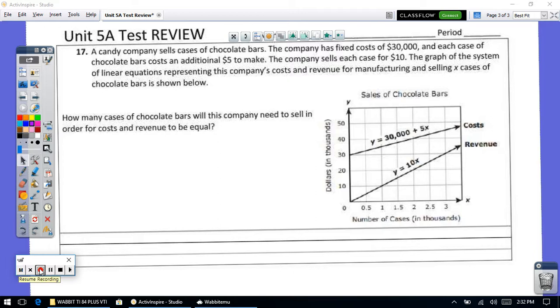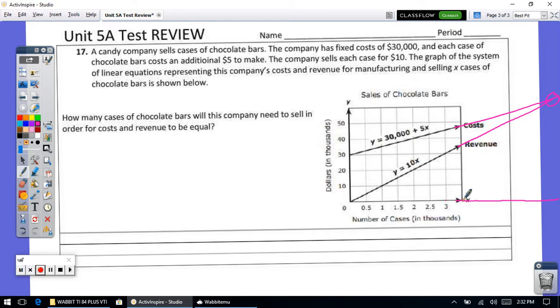17, if you cut through all of the words, get down to the actual question: how many cases of chocolate bars will this company need to sell in order for costs and revenue, these two guys, to be equal? Well, where costs and revenue are equal, that is actually where they cross each other. So it looks like they cross somewhere over here. A couple of ways of doing this. The first way would be to extend your two lines out, extend your x-axis out, and it looks like they're counting in increments of half on the x-axis.